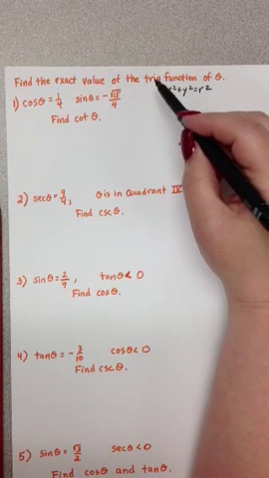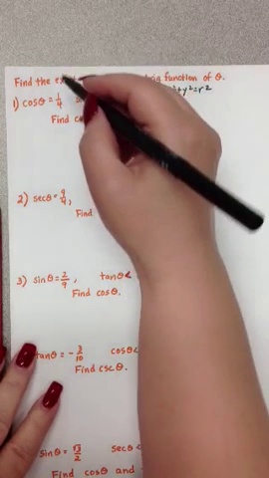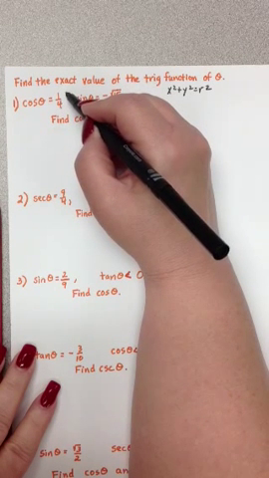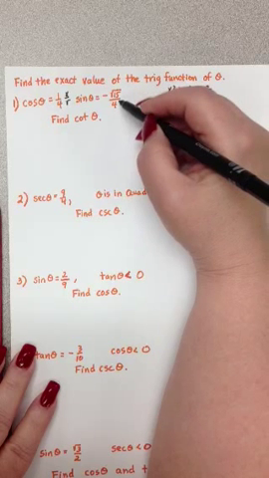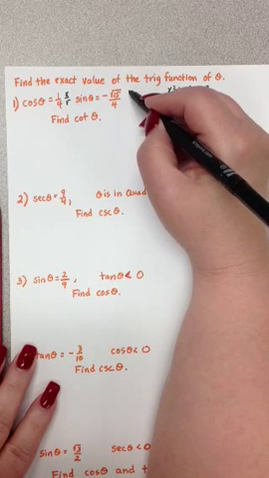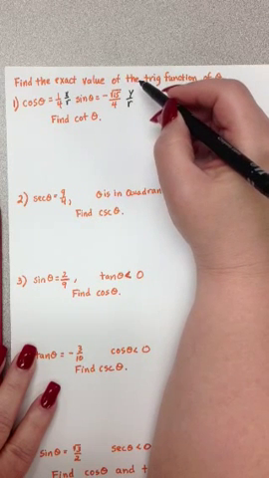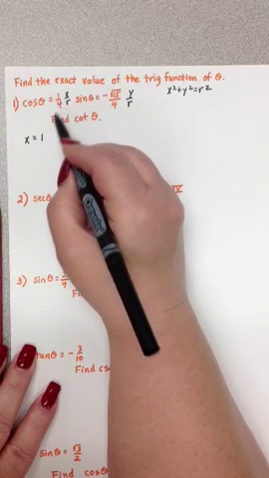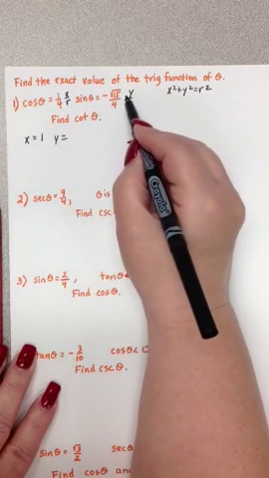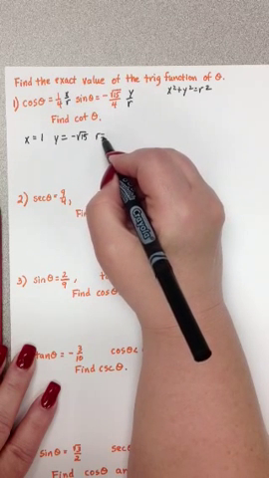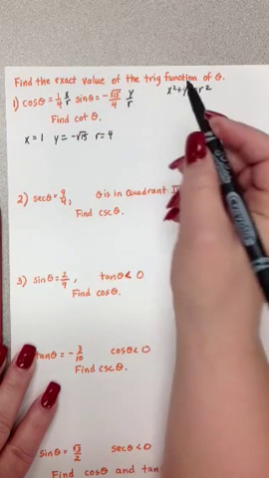In the first one, they told me cosine of theta is 1/4, and I know that cosine is x over r. And they told me sine of theta is negative square root of 15 over 4, and I know that that is y over r. And so that helps me know x is equal to 1 and y is equal to negative square root of 15 and r is equal to 4 in both of these.